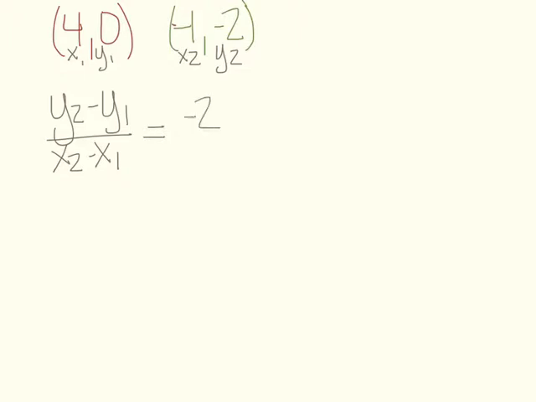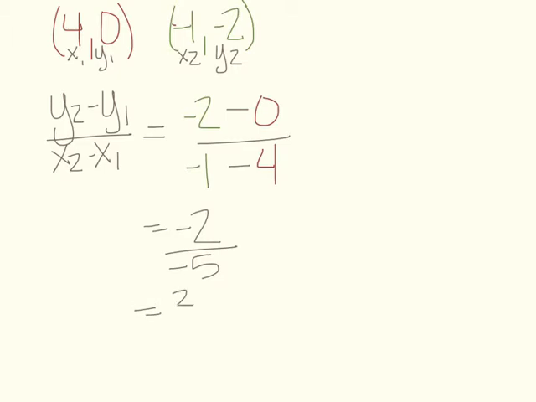So y2 minus y1 over x2 minus x1. Negative 2 minus 0 is a negative 2. Negative 1 minus 4 is a negative 5. Negative divided by a negative is a positive. So our slope in this case is 2/5.